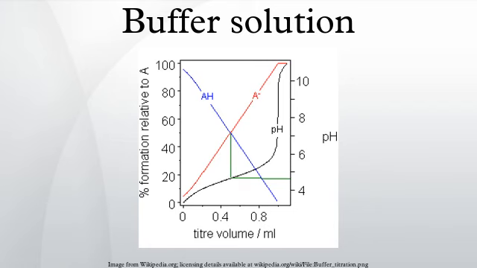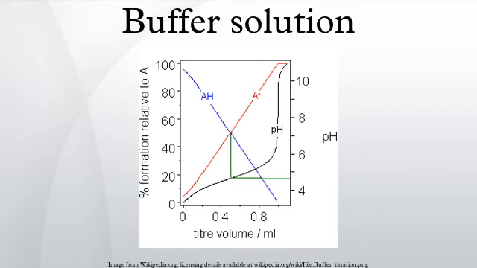A buffer is an aqueous solution consisting of a mixture of a weak acid and its conjugate base, or vice versa. Its pH changes very little when a small amount of strong acid or base is added to it, and thus it is used to prevent changes in the pH of a solution.